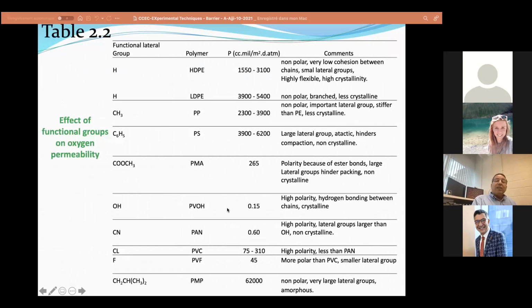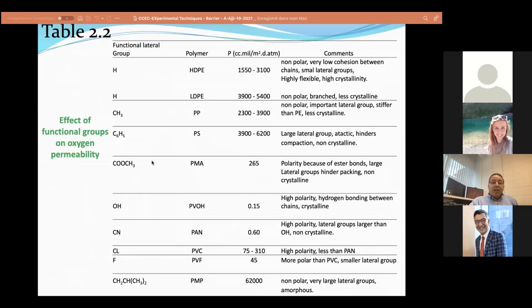So if we look into the polymer itself, the lateral or side group that you have on the main backbone, these are permeabilities to oxygen. So polyethylene is just hydrogen. You have permeabilities here in cubic centimeters, mil, square meters, day, atmosphere. And polyethylene is non-polar, so generally, polyethylenes are highly permeable to oxygen.